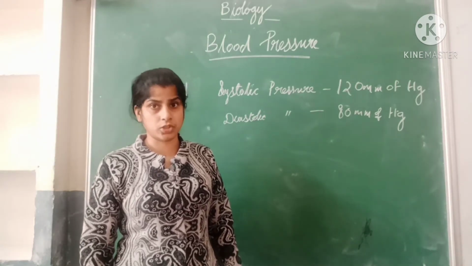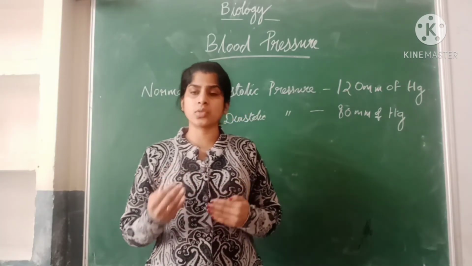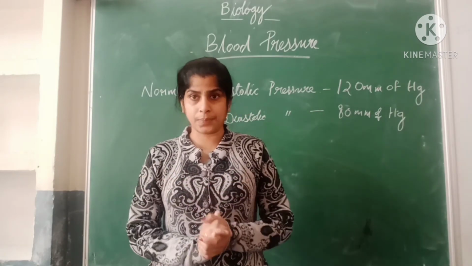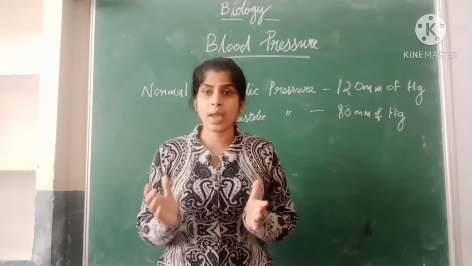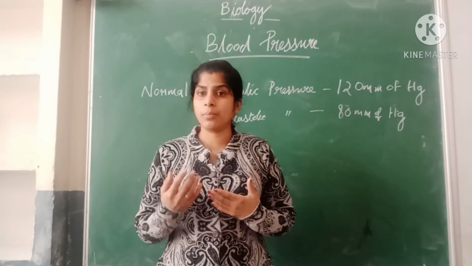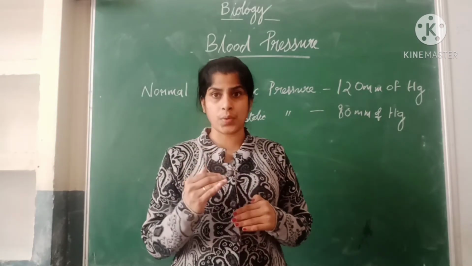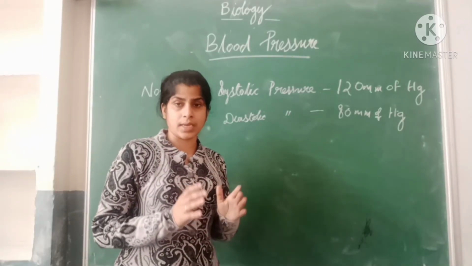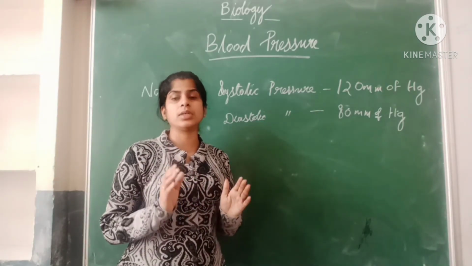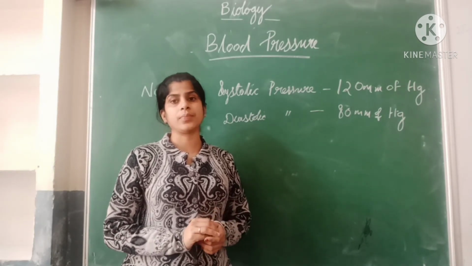High blood pressure leads to loss of vision, brain hemorrhage, and failure of the kidney. Brain hemorrhage, or stroke, occurs when one of the arteries supplying blood to the brain ruptures. In physically fit people, blood pressure is always normal, and regular exercise can control high blood pressure and reduce the risk of heart disease. Is it clear? Okay, thank you.